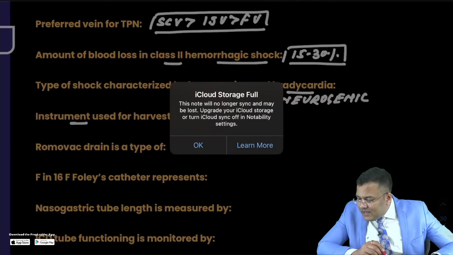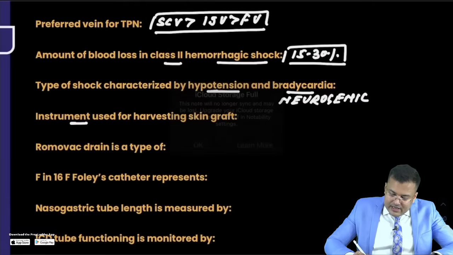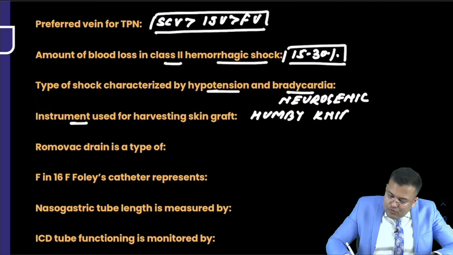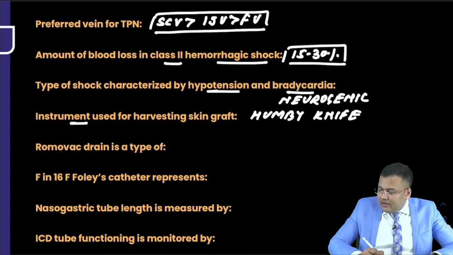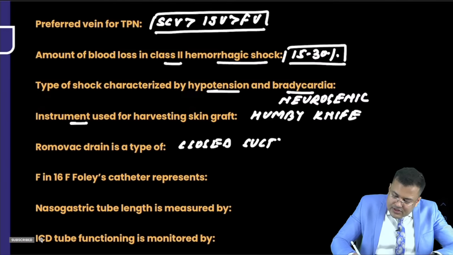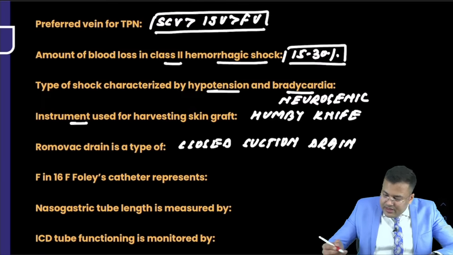Yes, you people are replying in advance. Very good. Badu Joshi, all of you are correct, guys. This is Humbee knife. Tell me, Romovac drain. It is a type of which drain? Closed suction drain. So, Romovac drain is a closed suction drain.